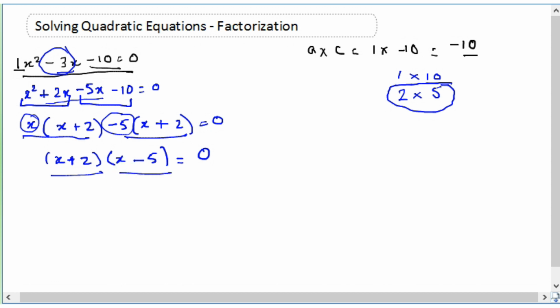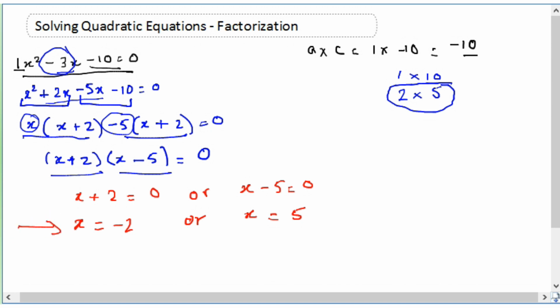I'll use a different color now. So let's say that this means that either x plus 2 is equal to 0, or we can say that x minus 5 is equal to 0. Now if x plus 2 is equal to 0, then subtracting 2 from both sides of the equation, we are left with x is equal to negative 2, or in this equation we'll add 5 to both sides of the equation, so we'll be left with x is equal to 5. So these are the roots of the equation. We can see two values of x which will satisfy the equation.